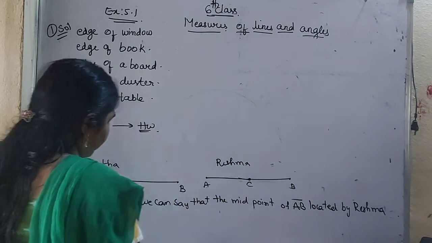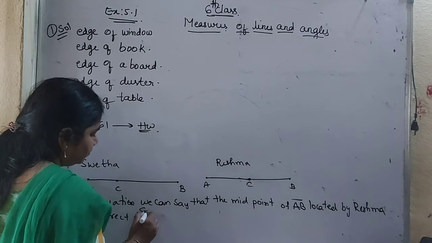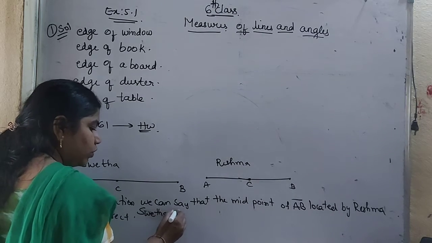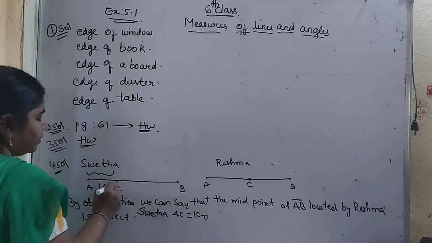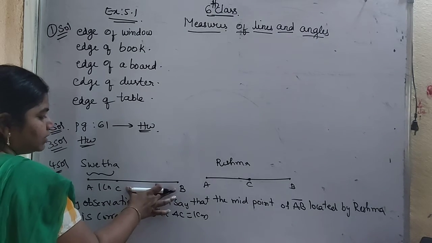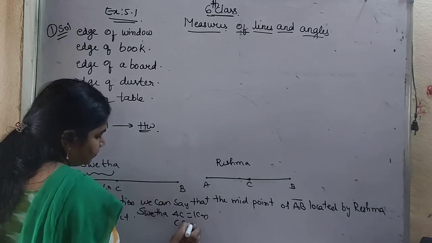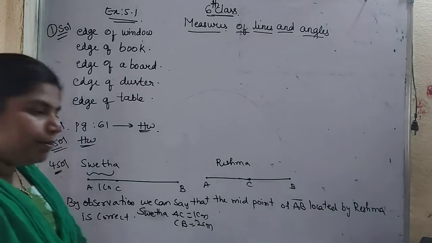So what is the measurement? We will see for AC for Sweta. This is for Sweta. So AC she got as 1 centimeter. I am taking it as 1 centimeter. If total is 3 centimeters, AC is 1 centimeter and CB will be 3 centimeters. Sorry, 2 centimeters. So these two are not equal. That's why the C is not a midpoint.